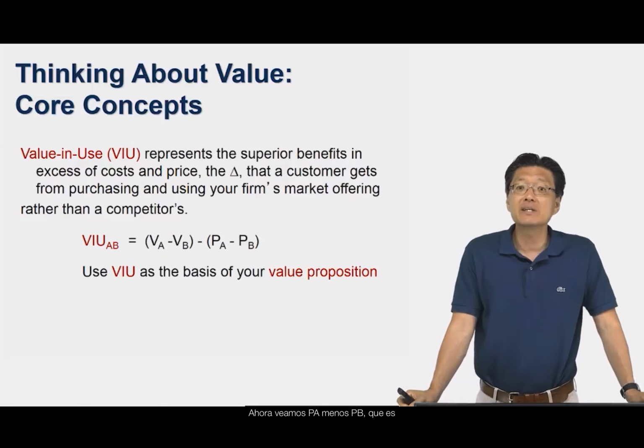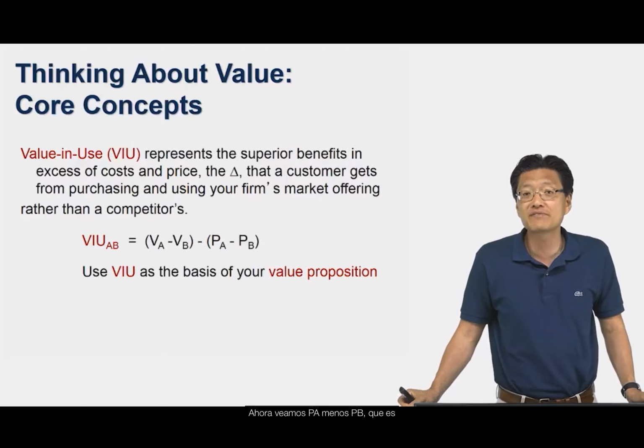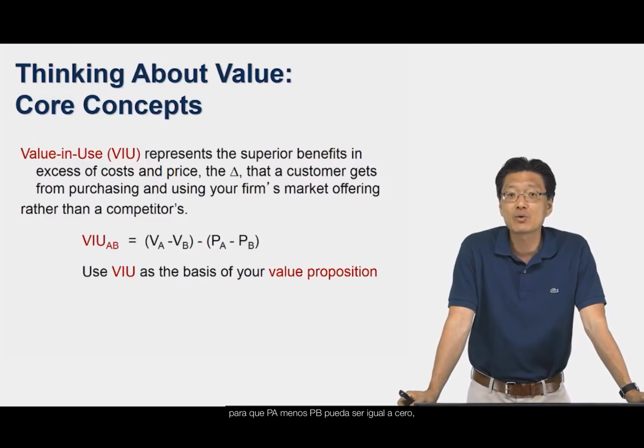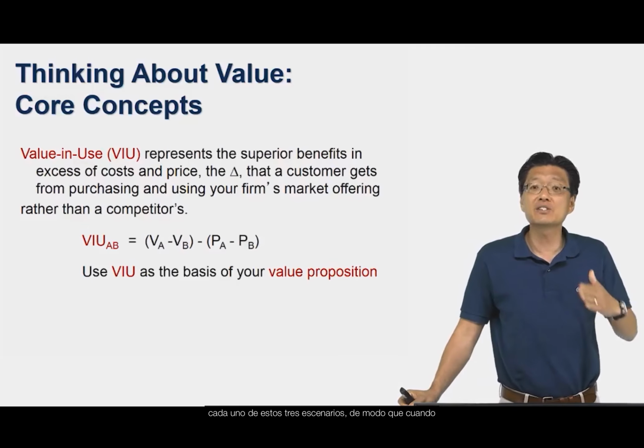Now let's look at PA minus PB, which is the difference in price between my brand and the next best alternative offering. That PA minus PB can be equal to 0, it could be less than 0, or it could be greater than 0. So let's look at each of these three scenarios.